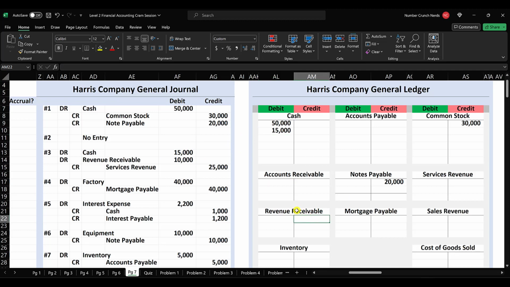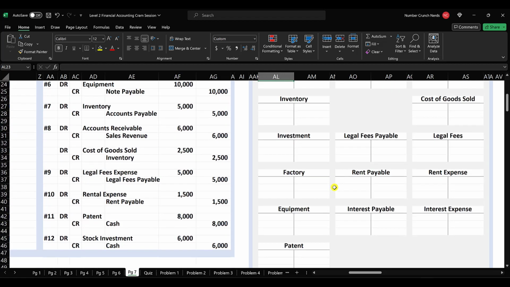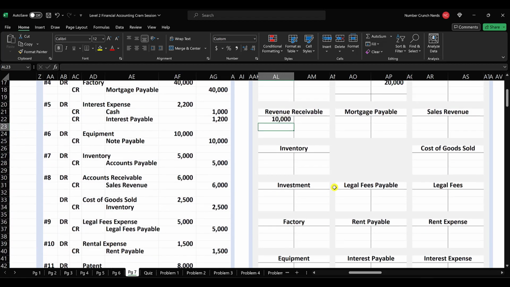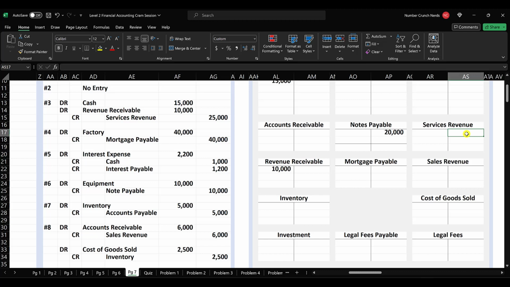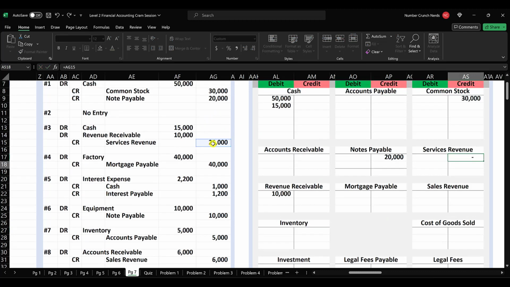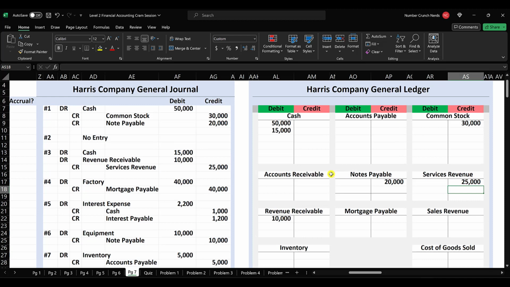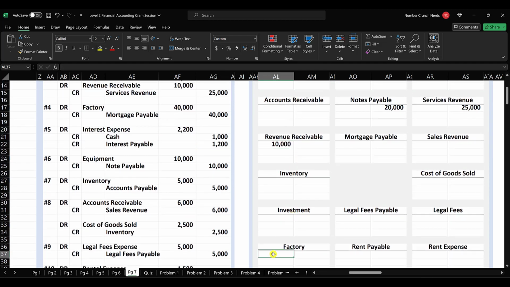Revenue receivable. Right here, receivable is an asset. Services revenue. Let's go down here to find services revenue right here. With a credit, we're going to link it right over there. Did I get all of the entries in there? I got in the 15, I got in the 25, I got in the 10. So that balances. Factory, $40,000 asset, increases with a debit.